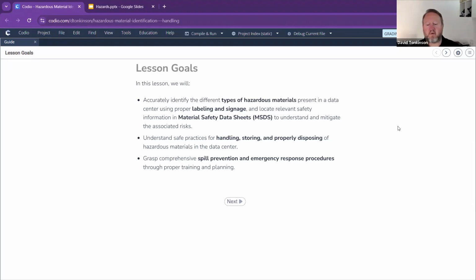So a couple of things we're going to cover. We're going to learn to identify the types of hazardous materials we're going to see, have a look at a couple of the labels, and we're going to discuss something called a material safety data sheet, which may have been truncated slightly now to an SDS, a safety data sheet, but it will depend on which data center you tend to go into and which country you're working in. We're going to have a look at some handling and storing of these hazardous materials because we need to do them properly. And in the long run, we have to dispose of those materials in the end. We're also going to have a look at the grasp of spill prevention and what we do with spills, okay?